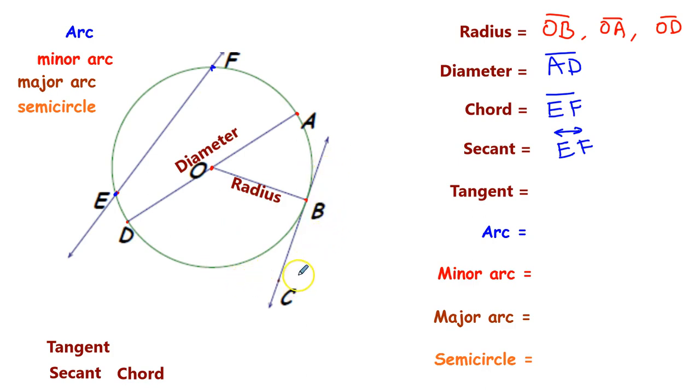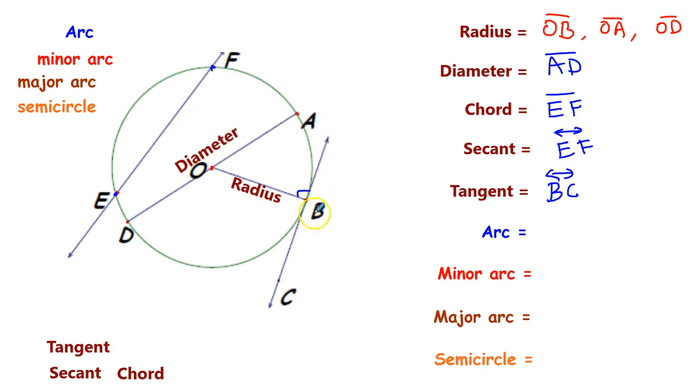Now the next thing is a tangent. You know that a tangent is a line which touches the circle at one point. The tangent is touching the circle at one point and it is perpendicular to the radius. So I see here BC is the tangent. BC, and in this case it is a straight line I have.